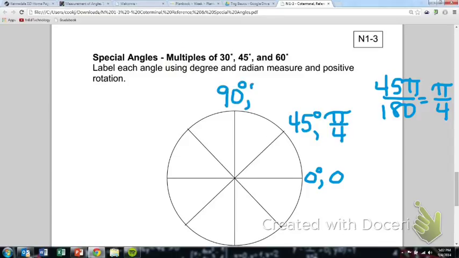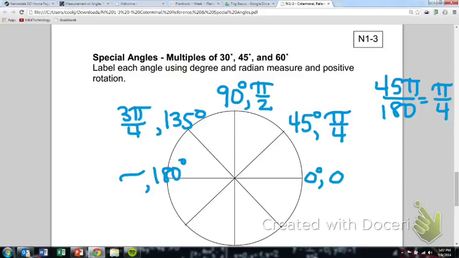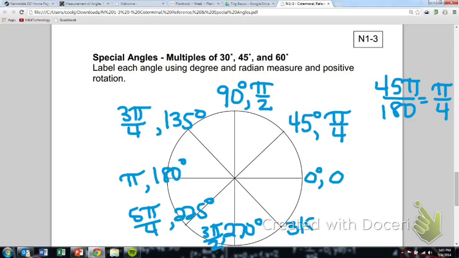90 is pi over 2. 135 is 3 pi over 4. 180 is pi. 225 is 5 pi over 4. 270 is 3 pi over 2. And 315 is 7 pi over 4. And then we're back to 360, or 2 pi.